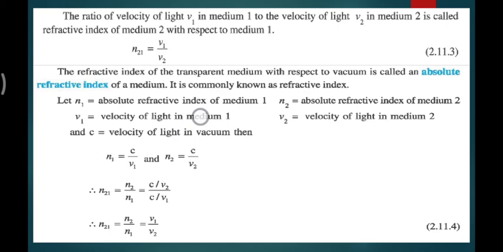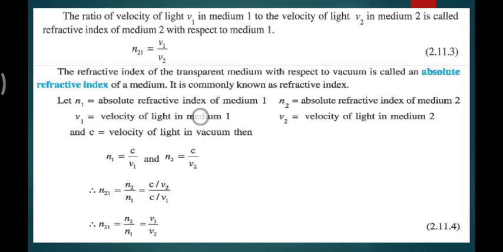Trying to understand these things is very important. By the velocity ratio you can make a judgment of the refractive index of the mediums. The refractive index of a transparent medium with respect to the vacuum is known as the absolute refractive index. n1 is the absolute refractive index of medium number 1, n2 is the refractive index of medium number 2, v1 is the velocity of the particles in medium number 1, and v2 the velocity in medium number 2. What is n1? n1 is the absolute refractive index.